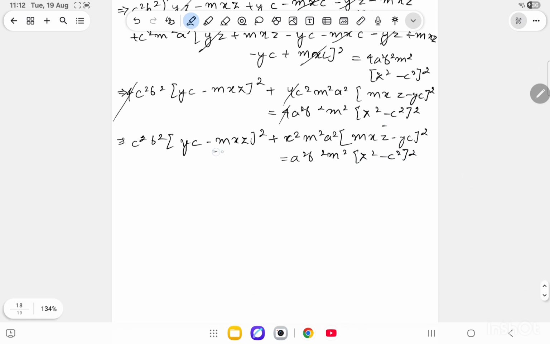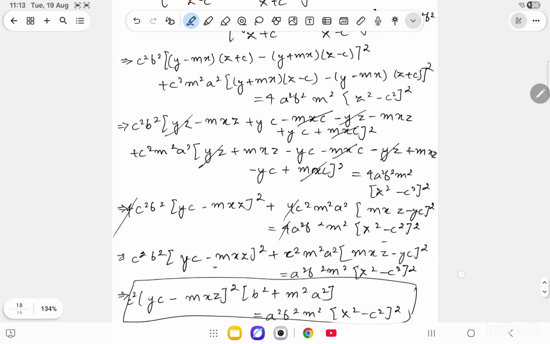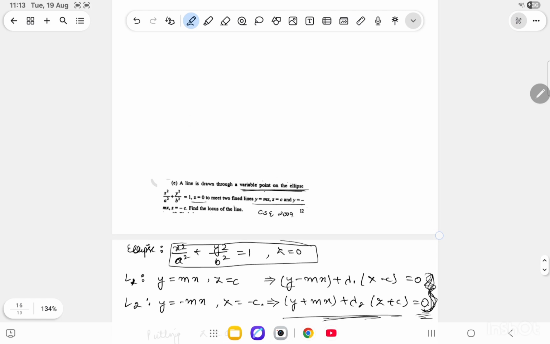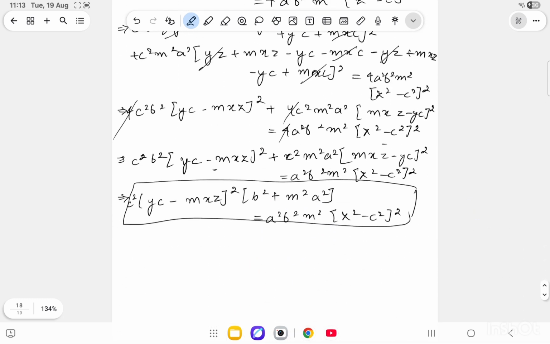These two brackets are also the same, so we can take that out common. So yc minus mxz whole square, and we can take c square as well, so it is b square plus m square a square, equals a square b square m square z square minus c square whole square. So this is the required locus of the surface which passes through an ellipse and meets two fixed lines. So that's all for today. Thank you for watching.